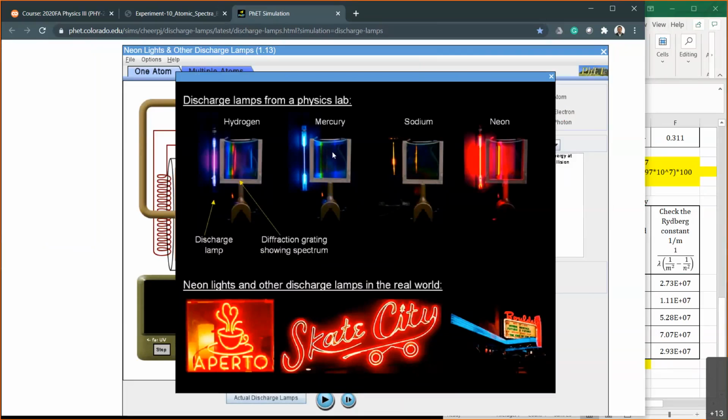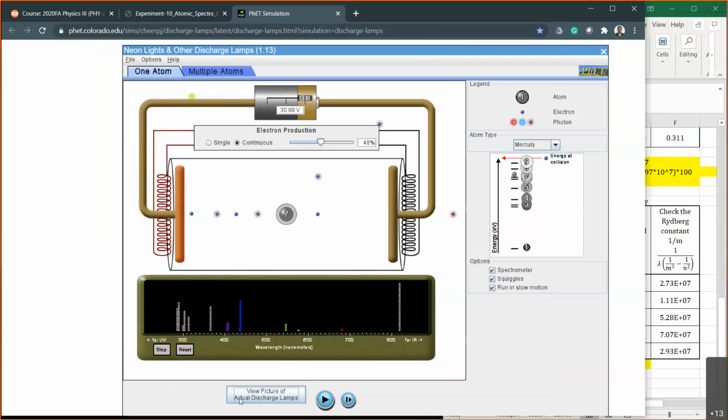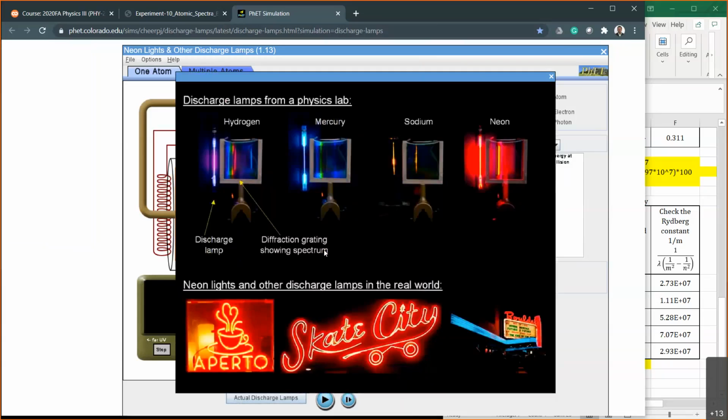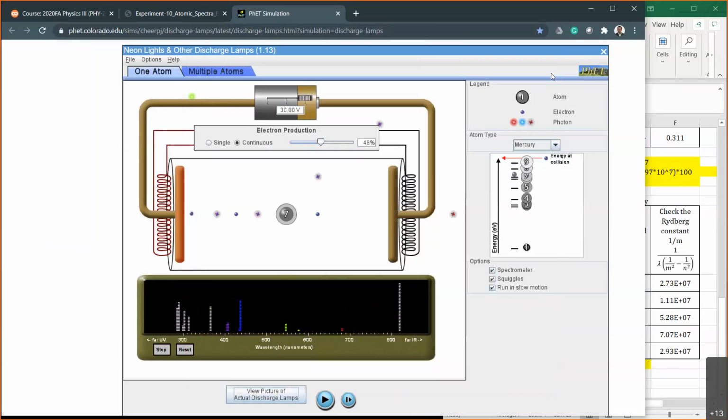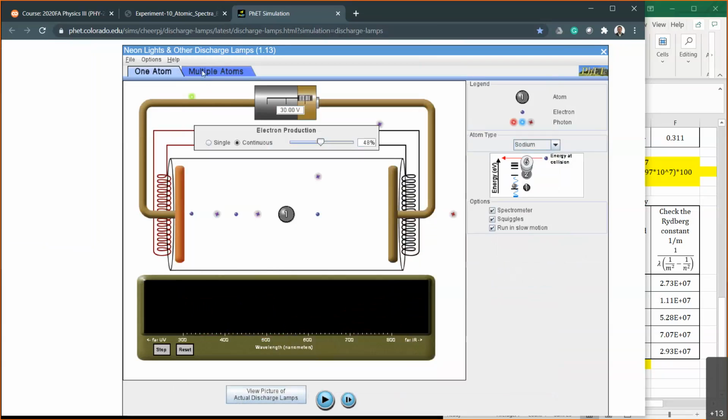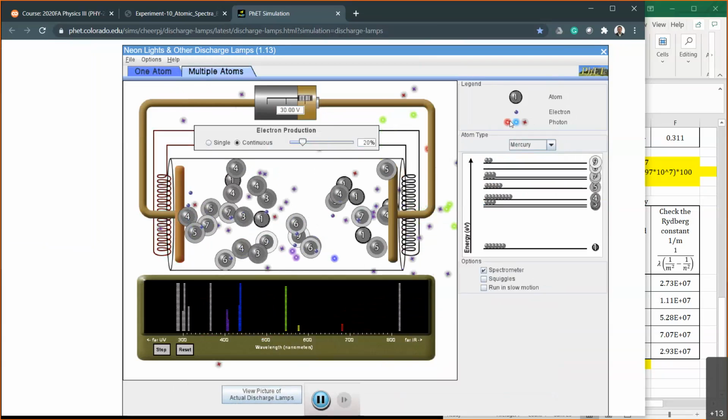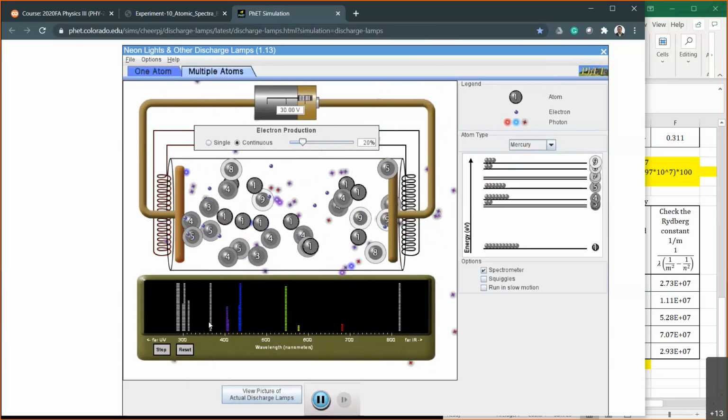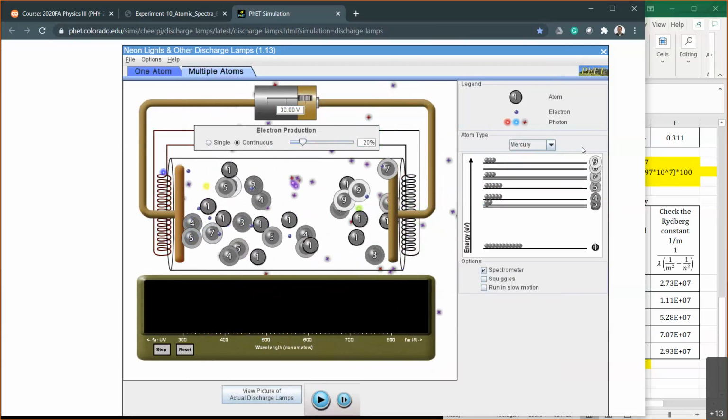So this is hydrogen, mercury, sodium, neon. Let's try the other two. If you click right here, it's a view picture of actual discharge lamps. That will show up that picture. All right, so let's take a look. We have done mercury. Let's do sodium. Let's go into the multi-atom here and check how sodium looks first.